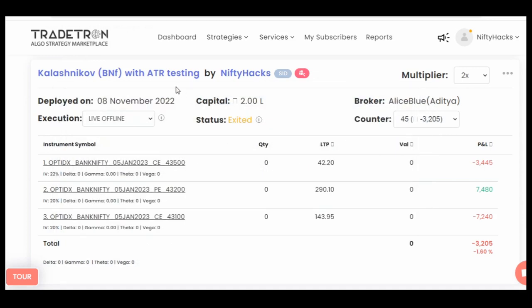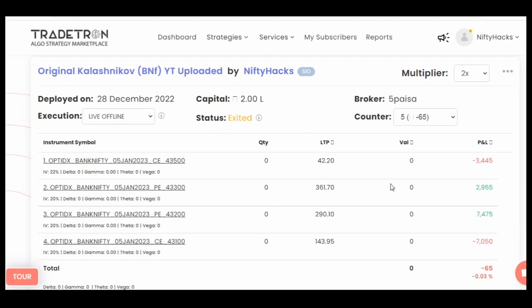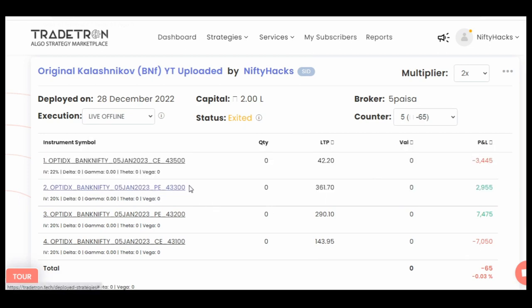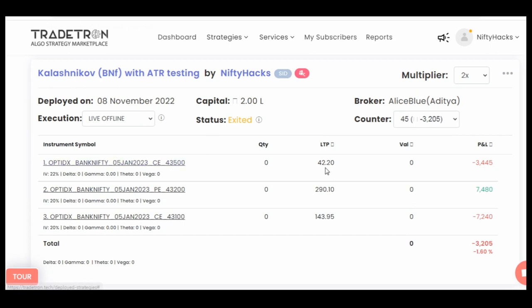So today, the modified version of this Kalashnikov strategy gave a little bit less PNL in comparison with the original Kalashnikov strategy. This trade was the difference between both the strategies, the 43,300 put. So let's check all the entries one by one.